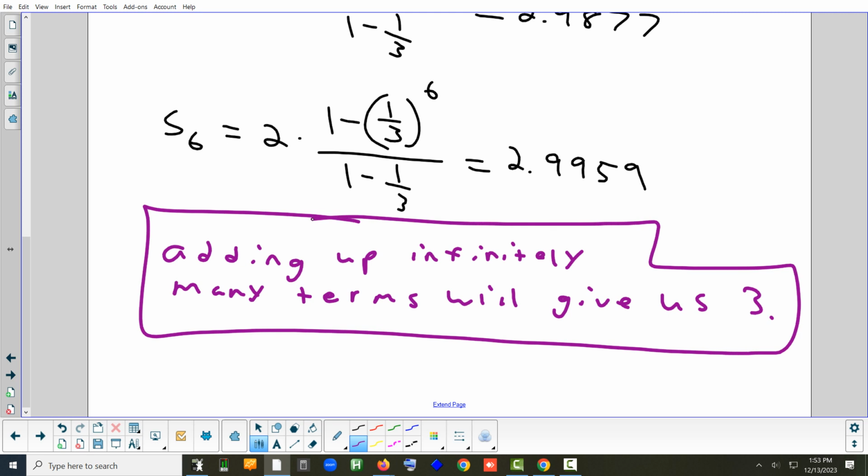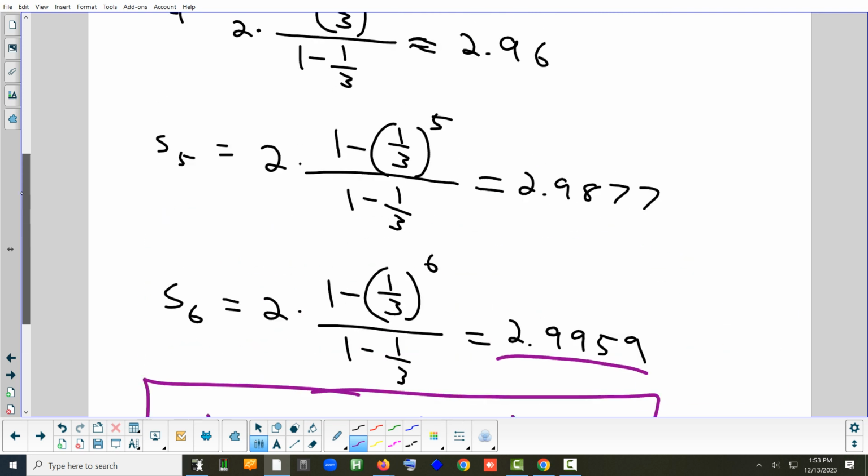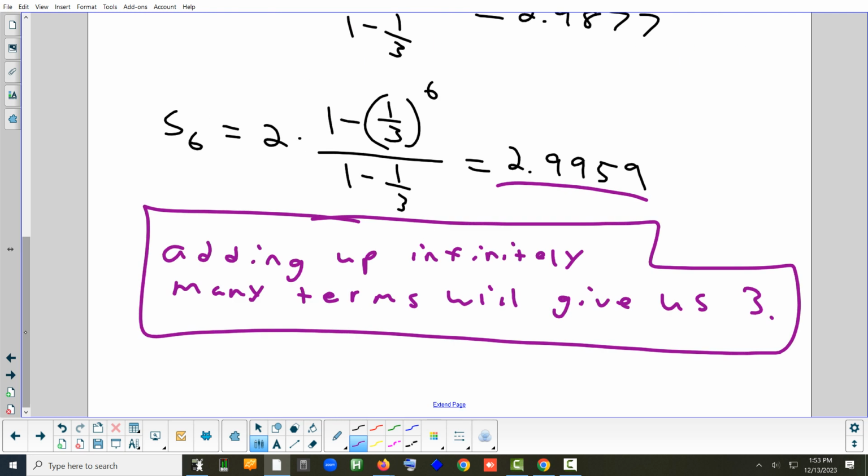So as you can see, we don't add up infinitely many terms. We just add up maybe the first 5, the first 6, and we look for a pattern. Right? And if it's getting pretty close to something, that's the answer that adding up infinitely many would give us. 3. Any question on that?